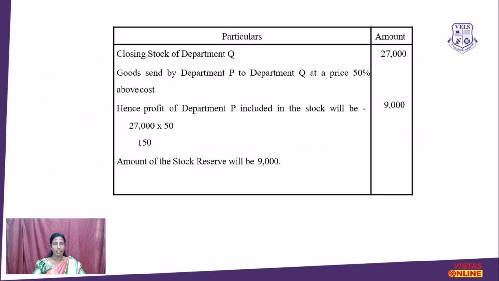Closing stock of Department Q is 27,000. Goods sent by Department P to Department Q at a price 50% above cost. Above cost means 150, so here you have to apply the formula. Hence, the profit of Department P included in the stock will be 27,000 into 50 divided by transfer price 150. So, the value is 9,000. The amount of the stock reserve will be 9,000.